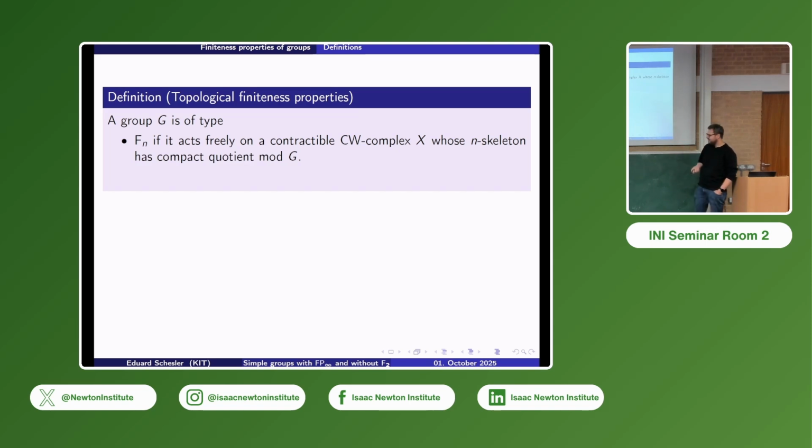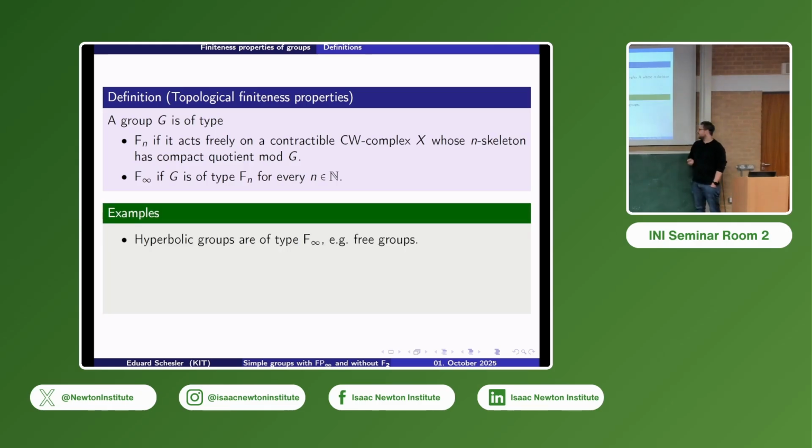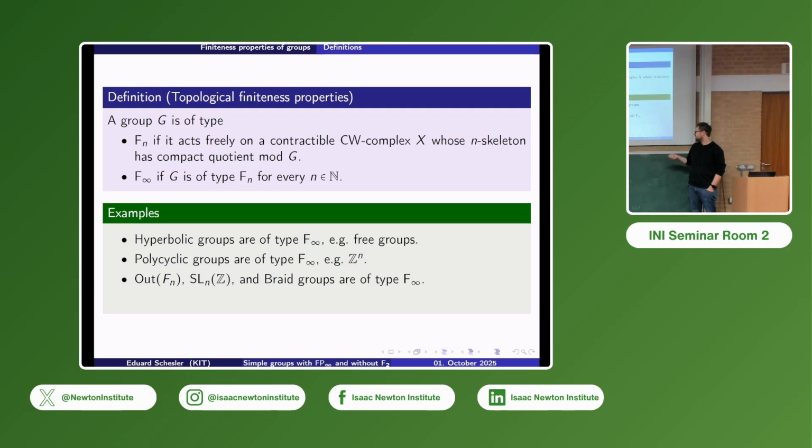A group of type Fn has a contractible CW complex with finite n-skeleton modulo the group action. And F infinity means it is Fn for every n. Typically, groups arising in nature that are finitely presented are also F infinity: free groups, polycyclic groups, hyperbolic groups, Out(Fn), SL_n, and also infinite dimensional groups tend to have this property. In this talk we will move more towards other types of groups.